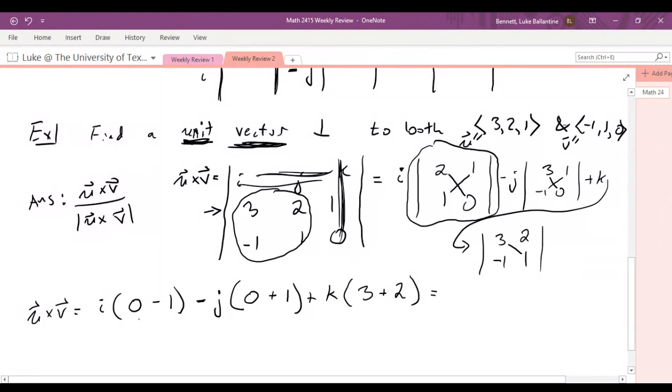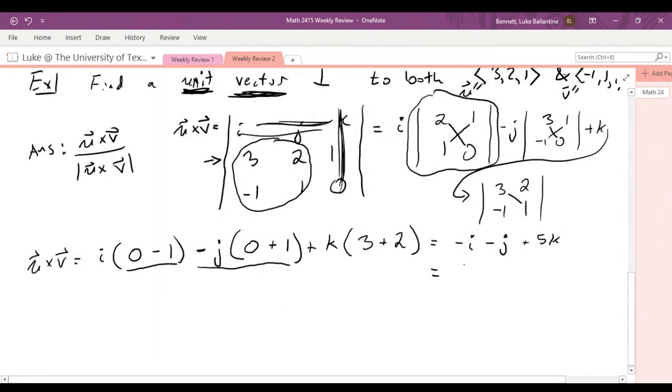Adding all these numbers up, we have 0 minus 1, so this is a negative I. I have a negative 0 plus 1, so that's going to be a negative J. And then we have 3 plus 2, which is a plus 5K. Without the IJK, it would look like negative 1, negative 1, 5. So this is U cross V. This is a vector that's orthogonal to both U and V, but the question was asking for a unit vector. So let's go ahead and divide by the magnitude.